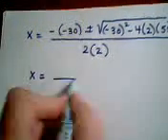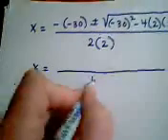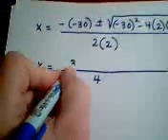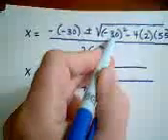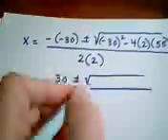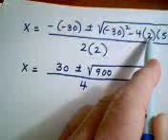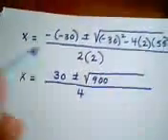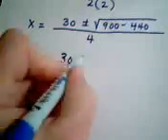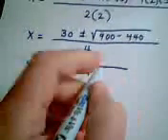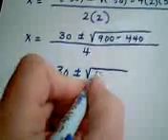x is equal to, we got our bar, we have a 4, we have a 30, plus or minus the square root of negative 30 squared, of course, is 900. Negative 4 times 2 is negative 8. Negative 8 times 55 is a negative 440. So we have x is equal to 30 plus or minus the square root of 460 all over 4.